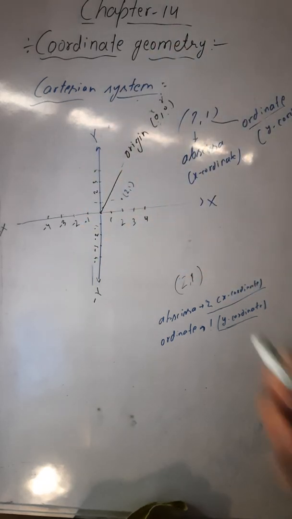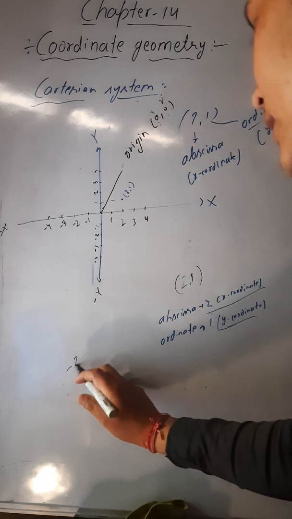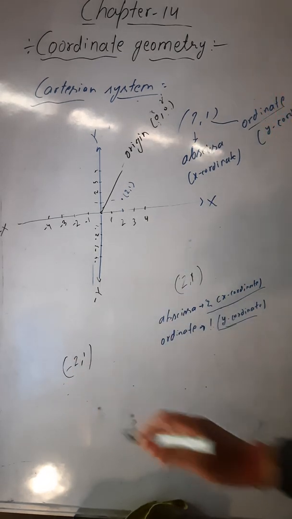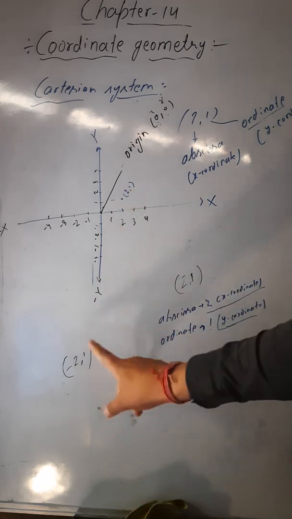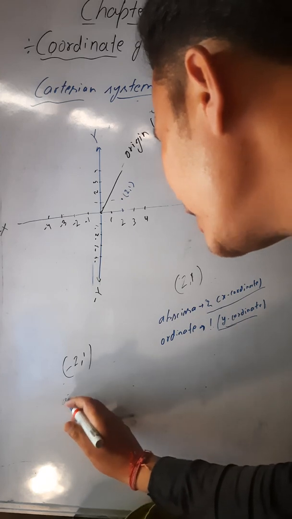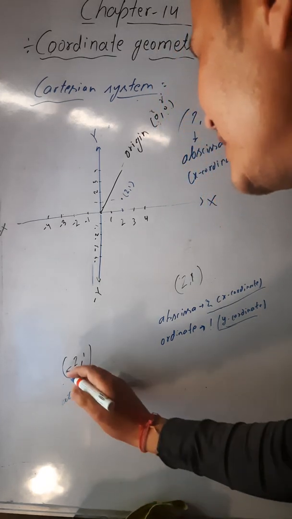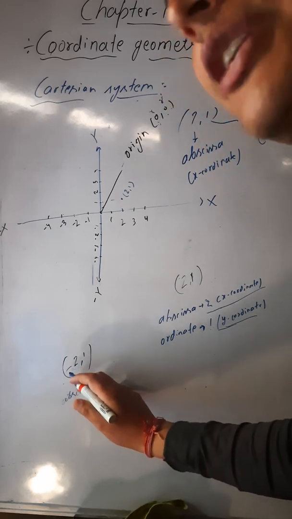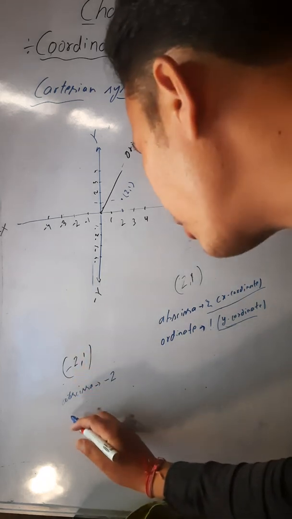Now one more point I am going to give you, and the point is minus 2, 1. I have to locate this point in this Cartesian plane. So how will I locate it? First I will find out the abscissa and the ordinate. What is the abscissa here? Just you tell me. The abscissa is minus 2. Yes, you have to write it with the sign. The abscissa is minus 2. And what is the ordinate here?